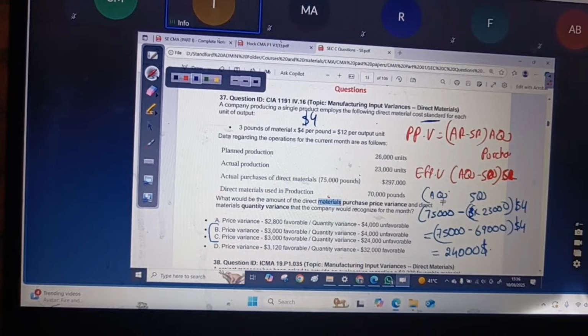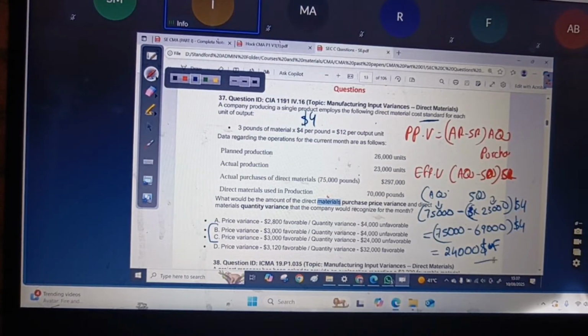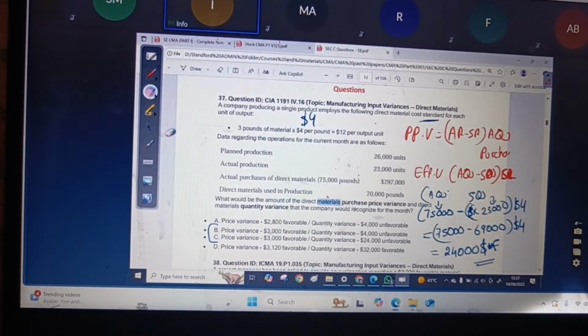This is actual, this is standard. Unfavorable. Why? Because we are using more in production. This is unfavorable. Answer C. C is the answer.